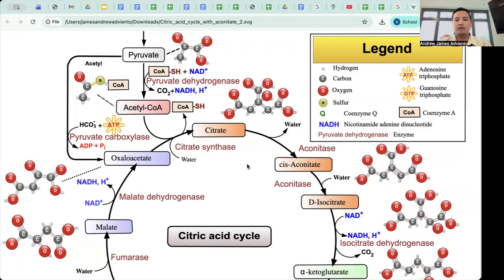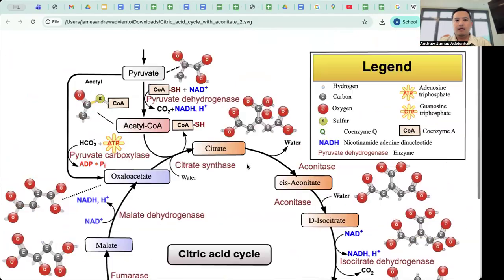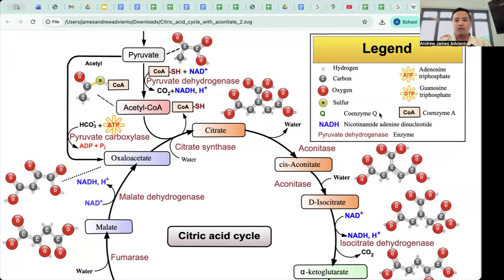Okay, good afternoon. So this is the Krebs cycle. On the top right of this diagram, you will see the legend. For today, we are going to walk through one of the most important pathways in cellular respiration. This is the Krebs cycle, or commonly called the citric acid cycle.